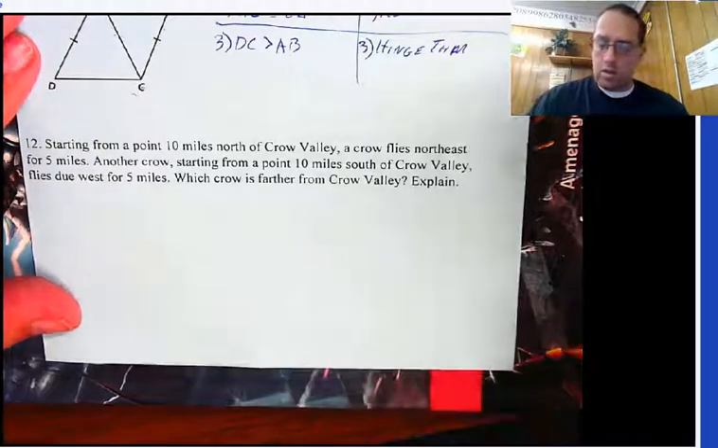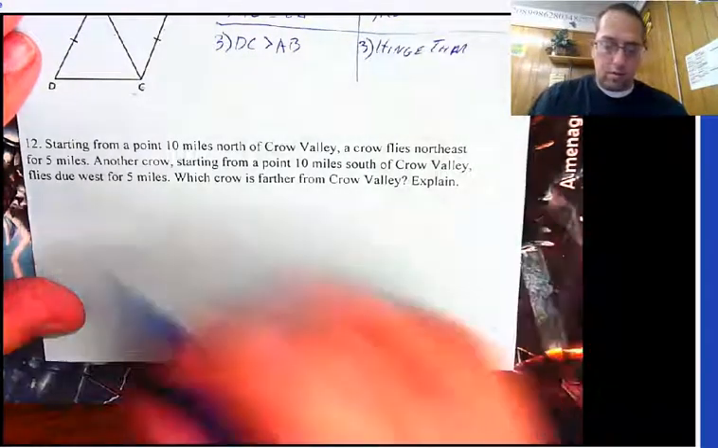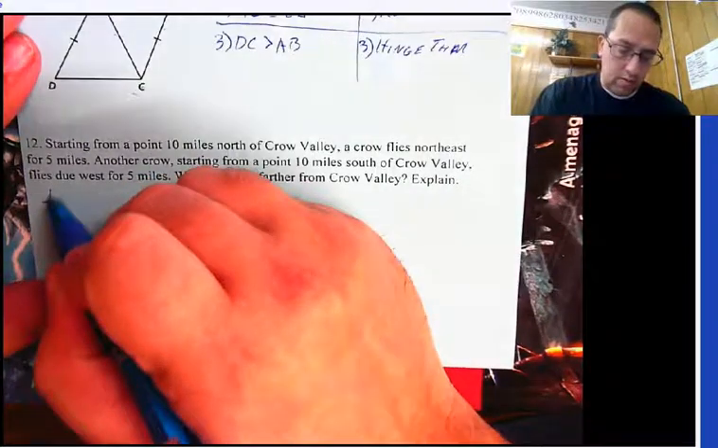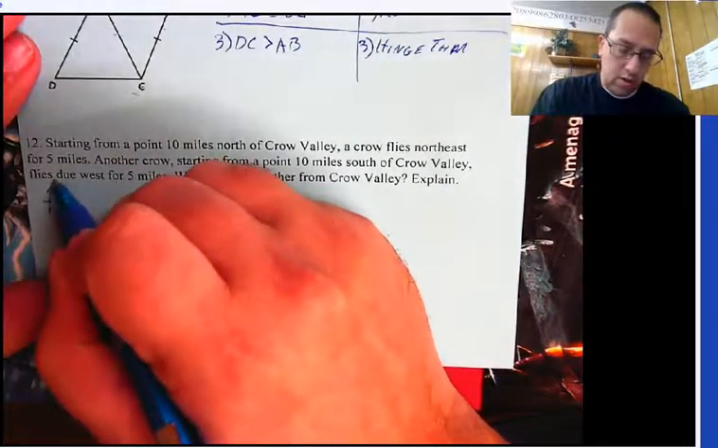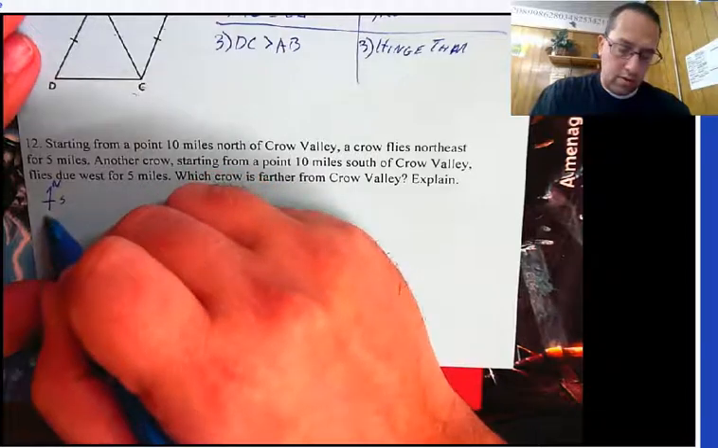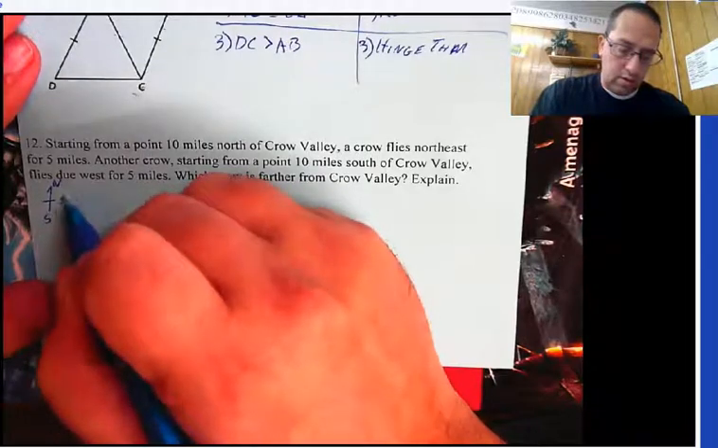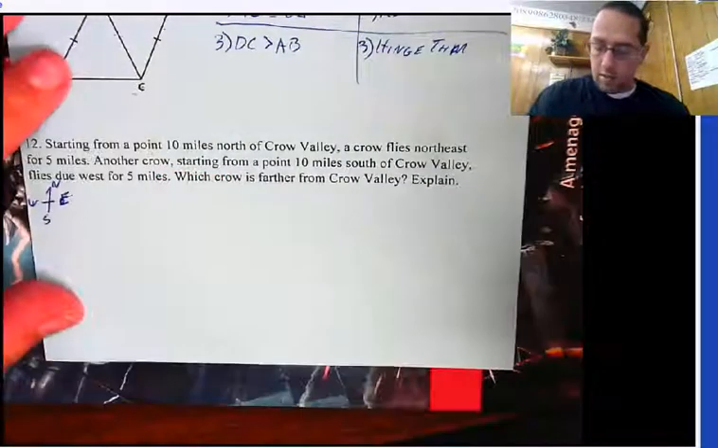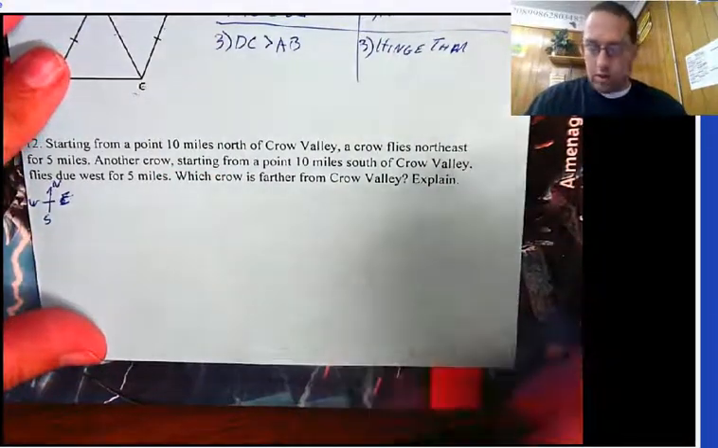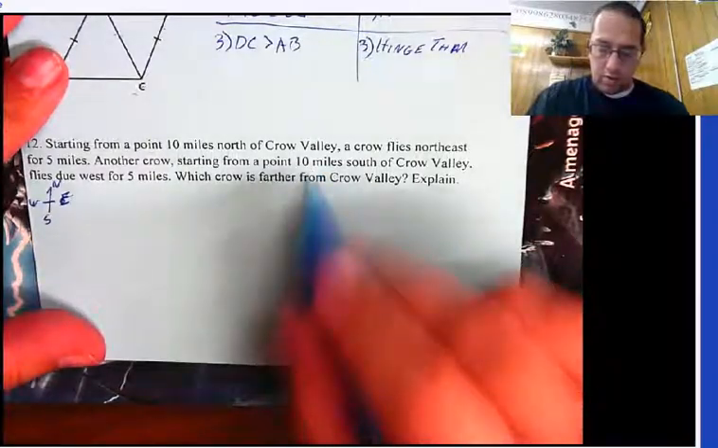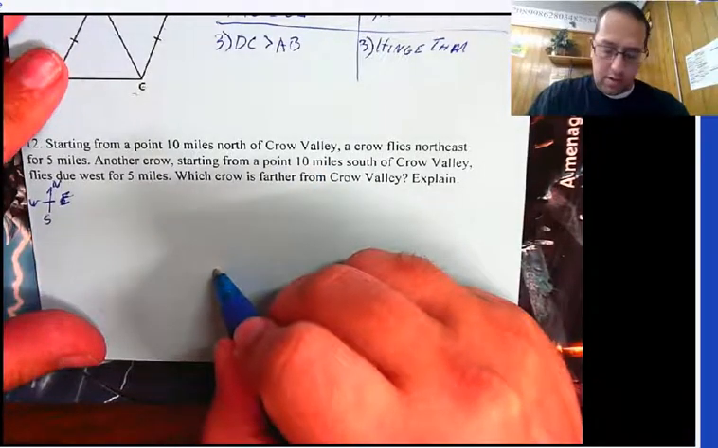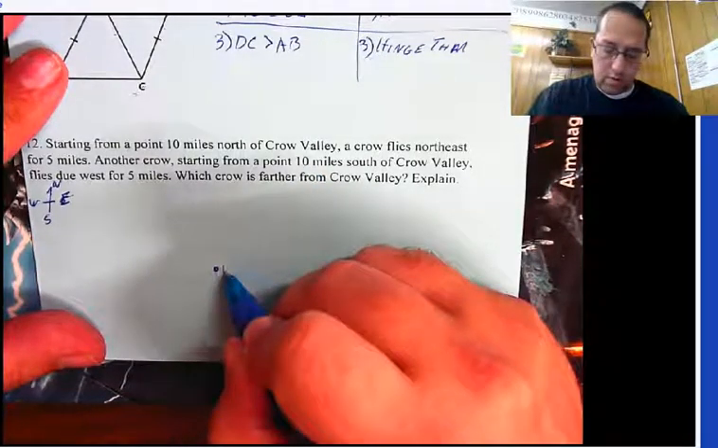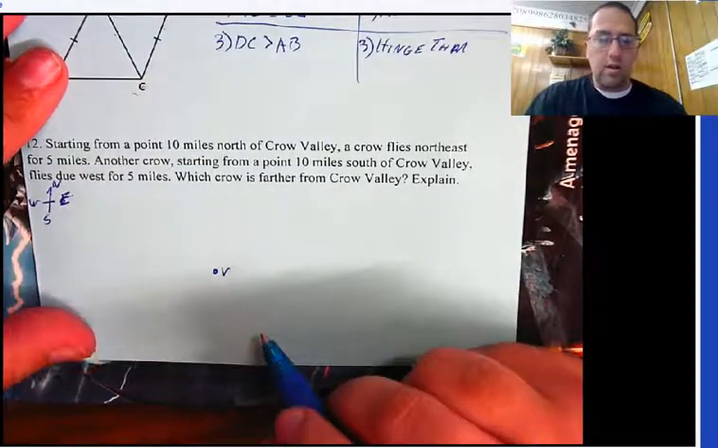Explain. Okay, so we got north, south, east, west, all that stuff. So real quick, I'm going to just draw me a little compass rose right here. All right, we've got north, south, east, west. Never eat sour watermelon. Okay, so we are going to start from Crow Valley. That's a common point between the two crows. So right there, we'll call that V for valley.